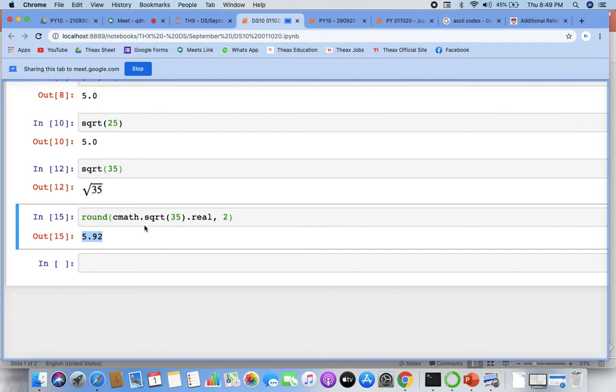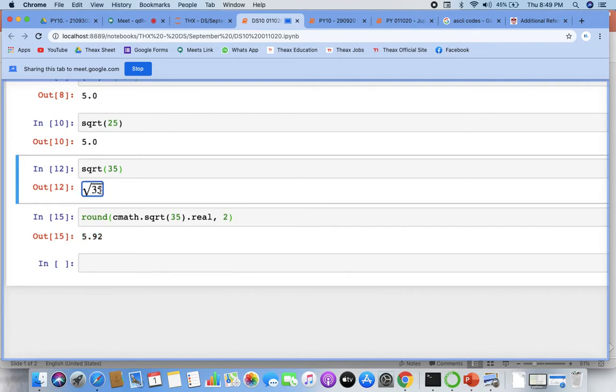So the square root of 35 is 5.92, right? But in case of SymPy, this symbolic computation I'm talking about, any number which is not a perfect square will be represented as under a square root. Okay, so if a question comes, cube root of 3 plus cube root of 9, what is cube root of 9? Okay, what is cube root of 27?